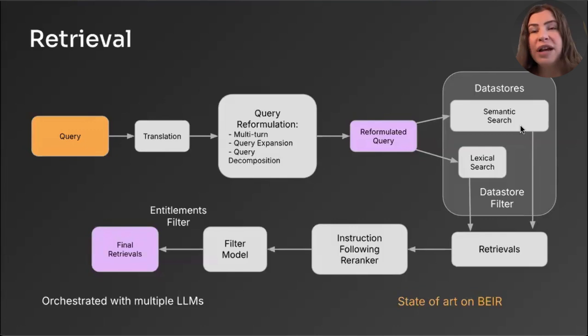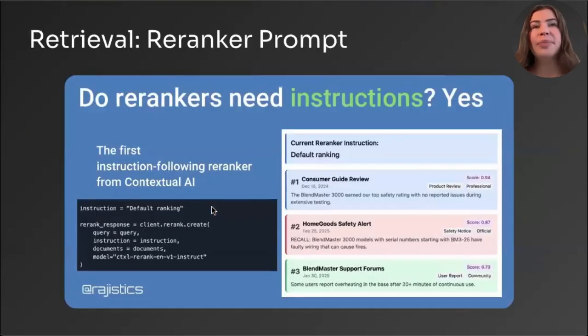So this combination of sparse and dense vectors is really critical for a lot of the examples I described earlier. We have a filter before we share these retrievals with our instruction following re-ranker. And then there's another filter model, and then an entitlements filter step before you have the final retrieval. So this is an orchestration with multiple LLMs to enable the state-of-the-art retrieval that I was demonstrating earlier.